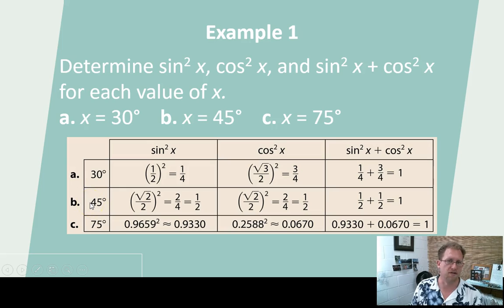And I won't insult your intelligence by reading it to you. It works for 45 degrees as well. You wind up with 1/2 plus 1/2, which is 1. And it works as well for kind of a randomly chosen angle, 75 degrees: approximately 0.9330 and approximately 0.0670. You add those together and you get 1. So, all the time and everywhere, sine squared x plus cosine squared x equals 1.